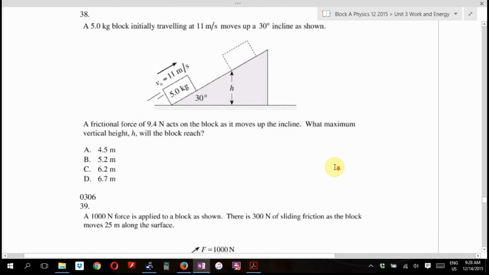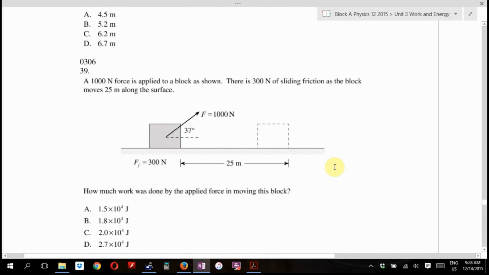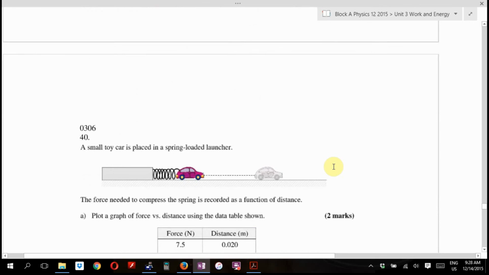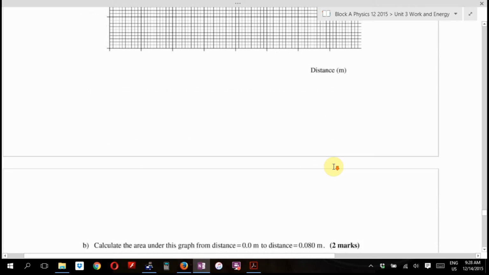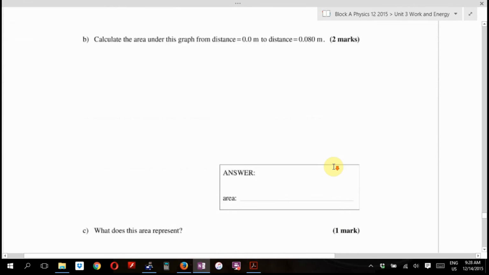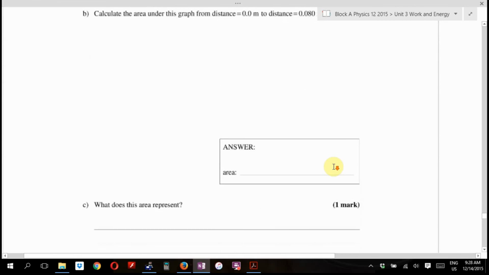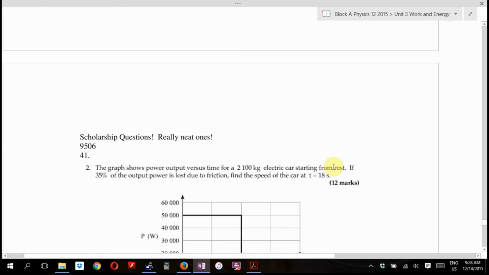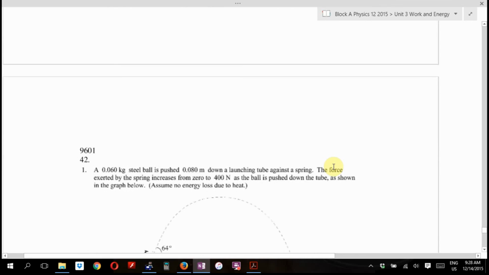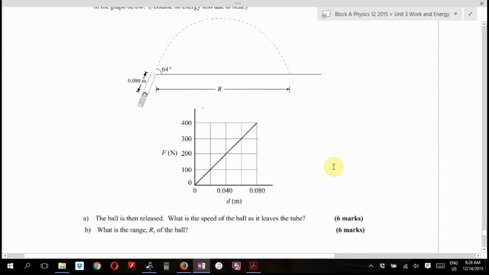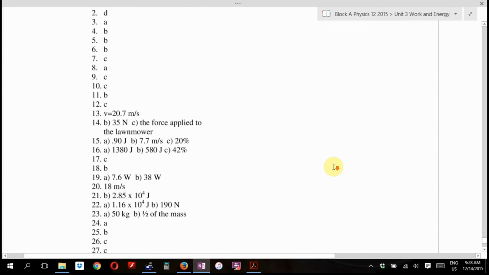So 38 and 39 are cool, but they're slanty with angles. I mean, try them, but I've told you on your test this time I'm going to keep everything in a nice straight line. Scholarship questions, so there's some hints there.